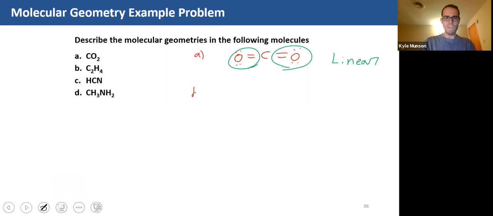So let's keep moving right along. So this guy is going to look something like this. Okay. So you can really pick a carbon atom, and it doesn't really matter. Okay, so remember the double bonds are going to act like it's a single bond in terms of geometry. So there's 1, 2, 3 domains here, no non-bonding. This is going to be trigonal planar.